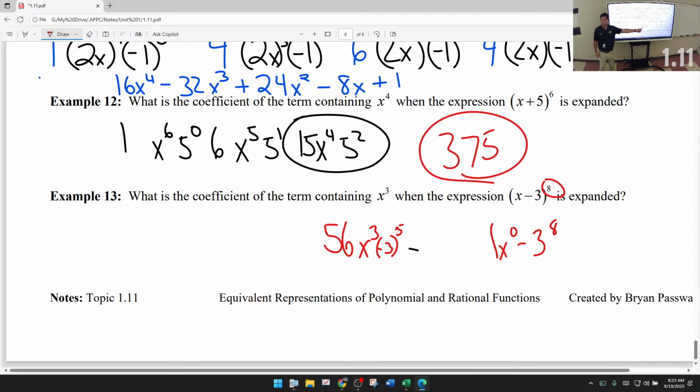Okay. So now I got to do -3 to the 5th. That's -3, -3, -3, -3, -3. So it's going to be negative. Okay. And you got these little TI things that are going to help you tell you what that coefficient is, because then you got to multiply it times 56. 13,608. Yippee, yippee, yo.